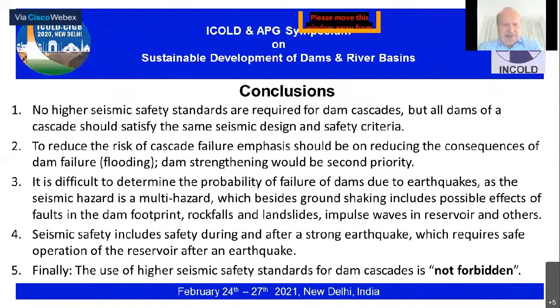Number four, seismic safety includes safety during and after a strong earthquake, which requires safe operation of a reservoir after an earthquake. This is very important. Finally, I would like to mention, if somebody would like to use higher seismic safety standards for dams or for dam cascades, this of course is not forbidden. So thank you very much for listening to my presentation.